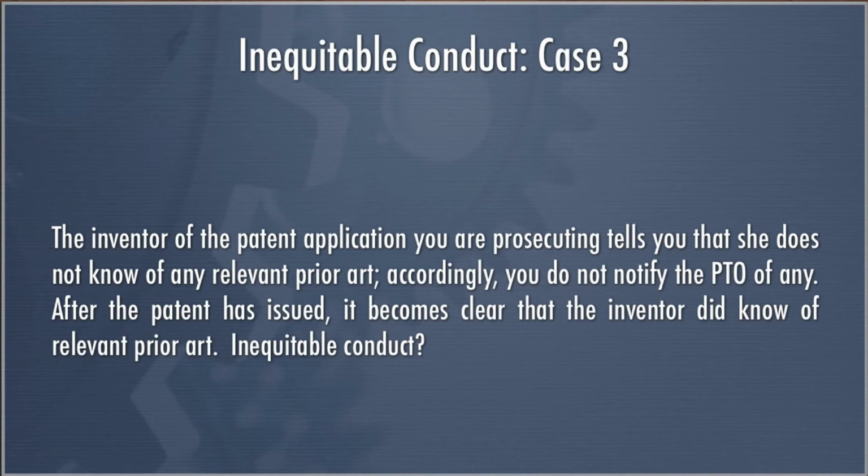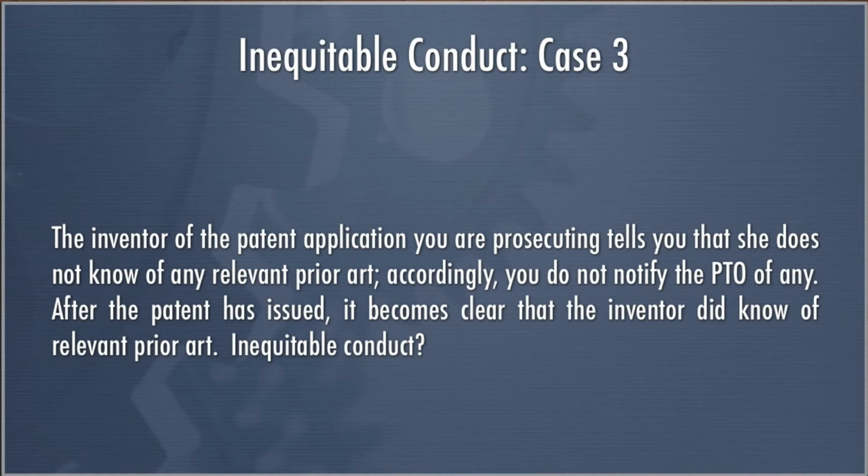Case 3, the inventor of the patent application you are prosecuting tells you that she does not know of any relevant prior art. Accordingly, you don't notify the PTO of any. After the patent is issued, it becomes clear the inventor did know of relevant prior art. Inequitable conduct? One point made by this hypothetical is that the standard for candor and honesty with the PTO extends to everybody involved in the patent application. That means not only the inventor, but the prosecuting attorney. It means everyone else involved in the prosecution process.